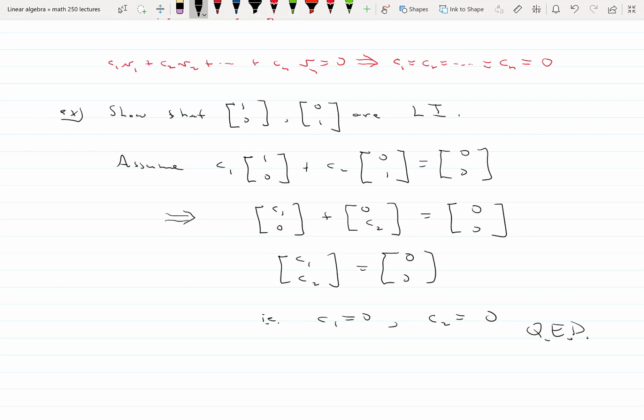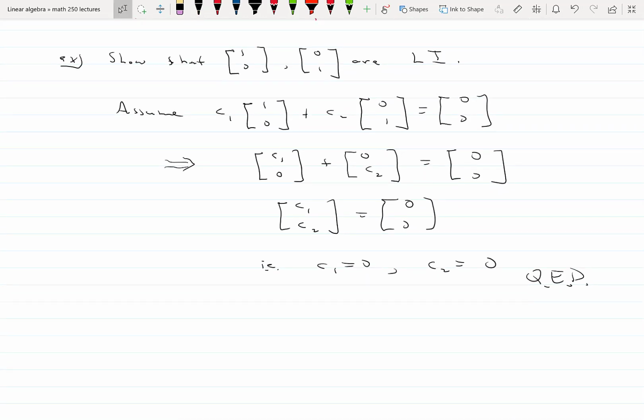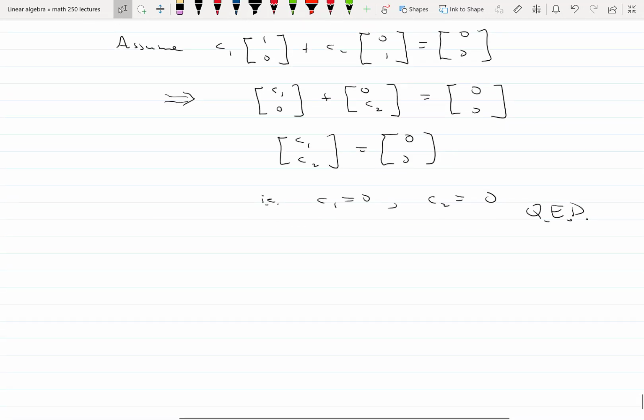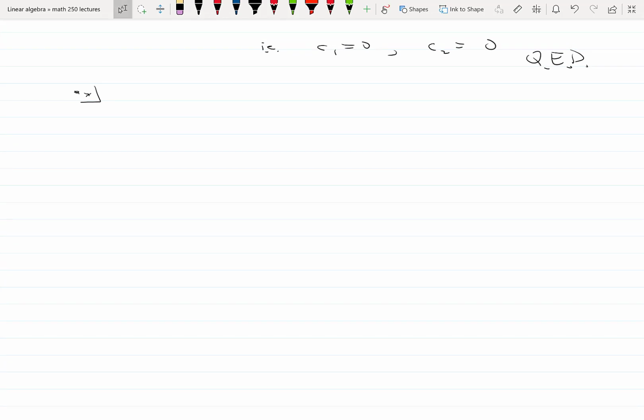I'm using the word basis here as a Calculus 3 definition, and some students may not have had Calc 3. So we've shown that these two vectors are linearly independent. Let's take a look at another example, just to get us used to the concept of linear independence.